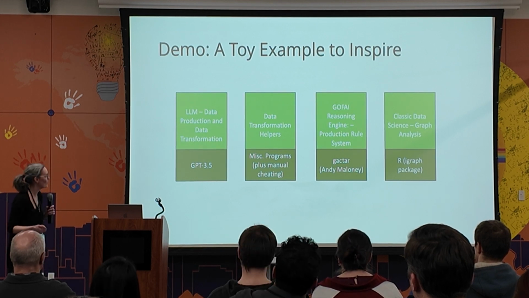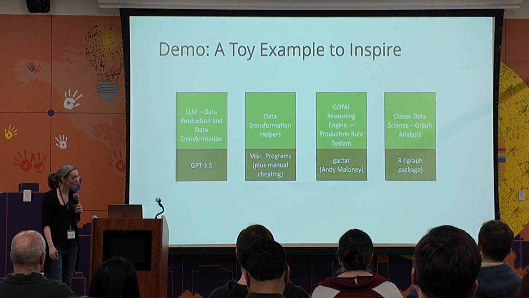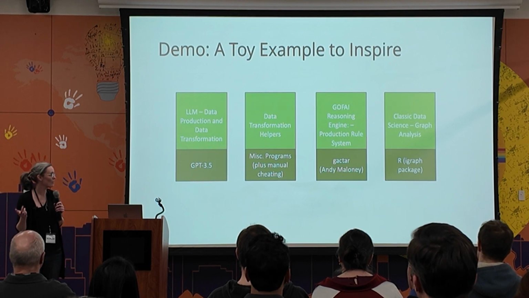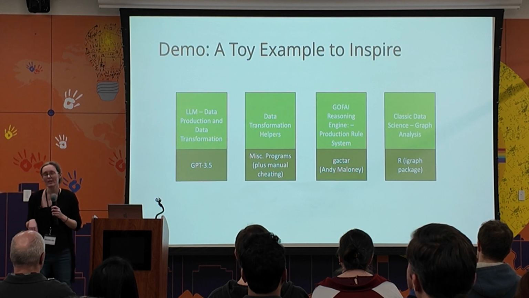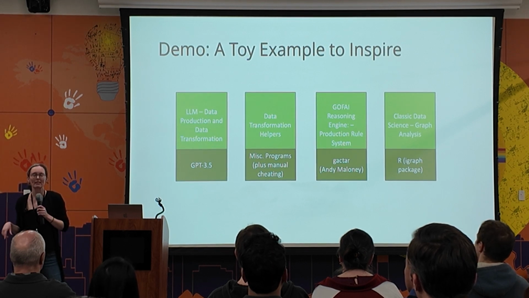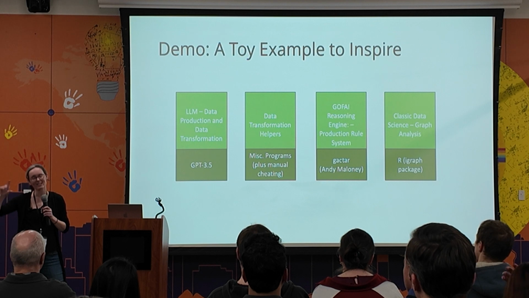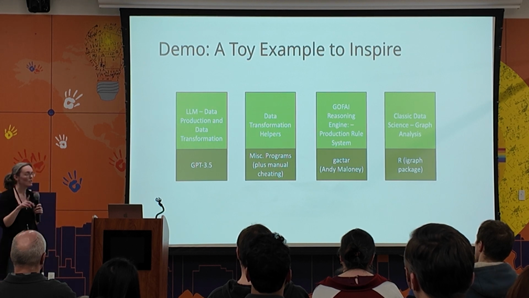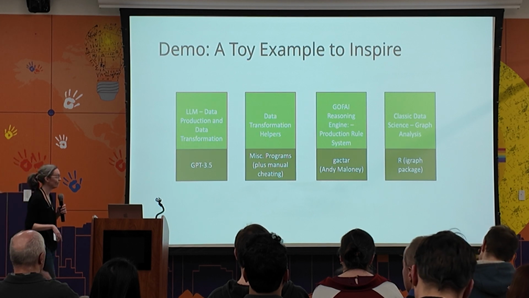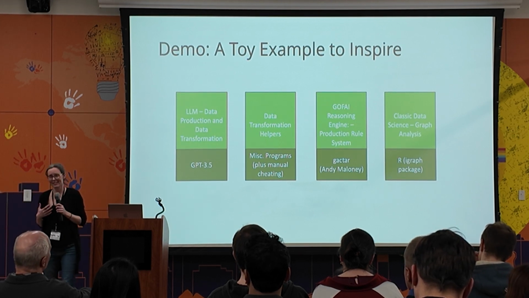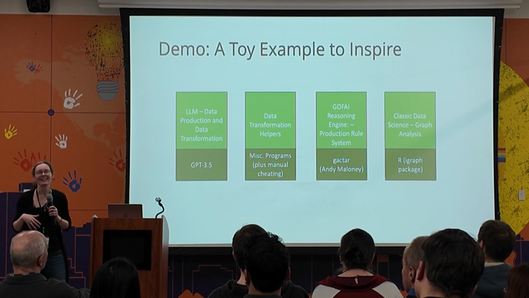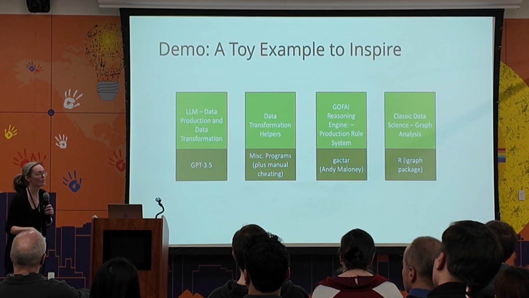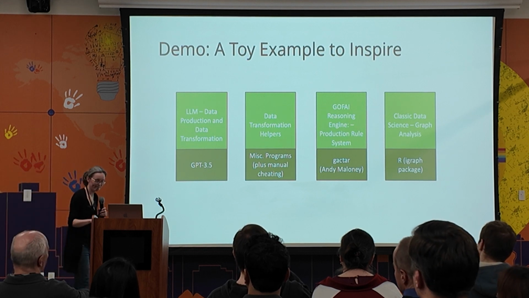Okay, so that's great. And if you want to try this out, I will mention that to implement this, I used something called GACTAR, which was created by a friend and colleague of mine, Andy Maloney. He took some academic models in this space that are meant to model human cognition, and he put a nice wrapper around them so that you can use them in a less academic context. So if you want to try out a production rule system, you can access GACTAR. It's on GitHub. And then because I'm a classic data scientist, I could not leave out the classic data science piece, and so I followed this all up with a little bit of a graph output using R.